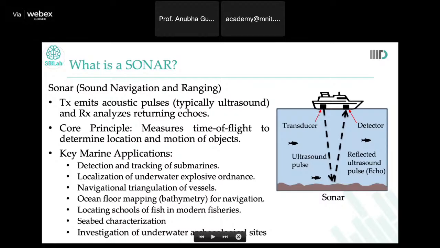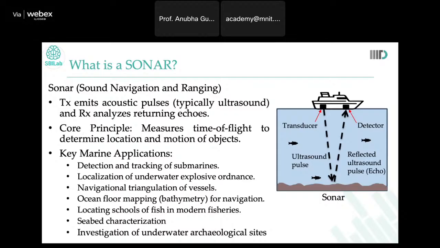So there is an ultrasound pulse which goes into the water. Let's say this is the sea shore or the sea surface on which the ship is there. At the bottom of this ship, we have these transducers and detectors. Now the reflected wave is received and is analyzed here. So how is the acoustic pulse reflected? Either it would strike an object, let's say a marine animal, or it would strike the bottom of the sea surface and then it would come back. The reflected ultrasound pulse is also called an echo.